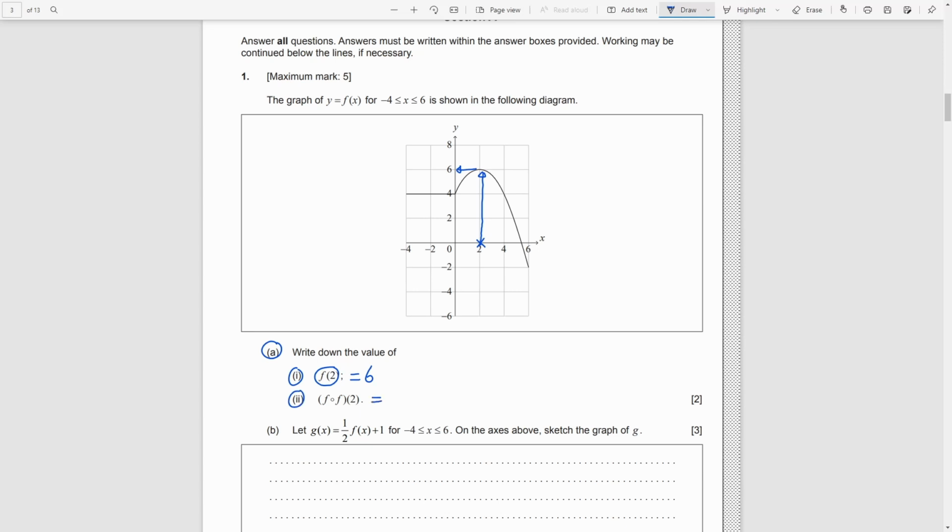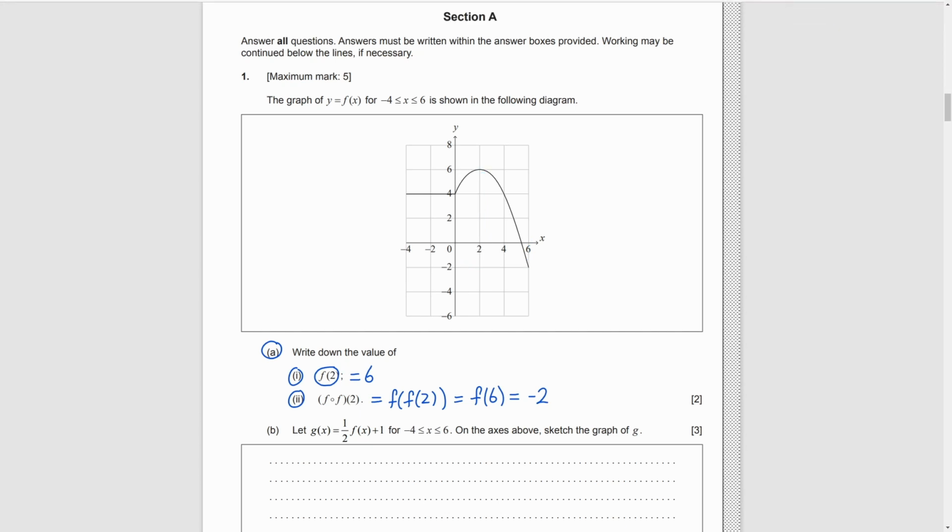After that, we need to find f(f(2)). As we know that f(2) is 6, we can just simply substitute it into the function. So, f(f(2)) is just f(6), and we look at x equal to 6. The point is here, and the y-coordinate is -2. Done. So far, the questions are easy.